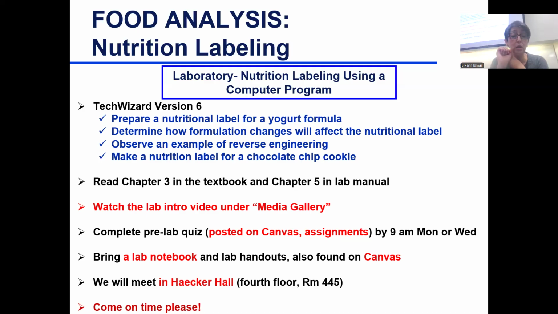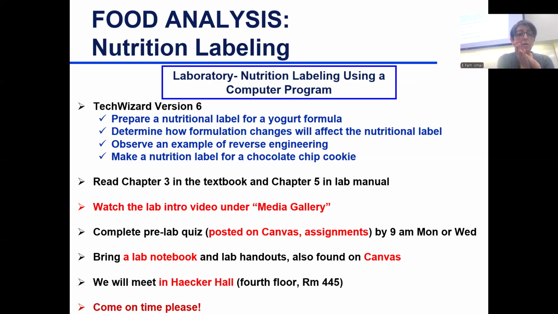Bring a lab notebook, and you may ask, what kind? Any kind. It would be good if it is the size of an A4 because sometimes you print your results and it would be nice to just staple them directly in your notebook. And there are specific handouts related to the lab on Canvas in the first part of the module section.